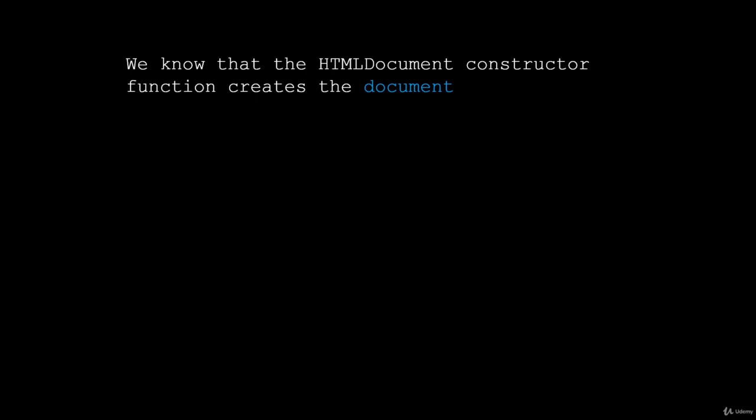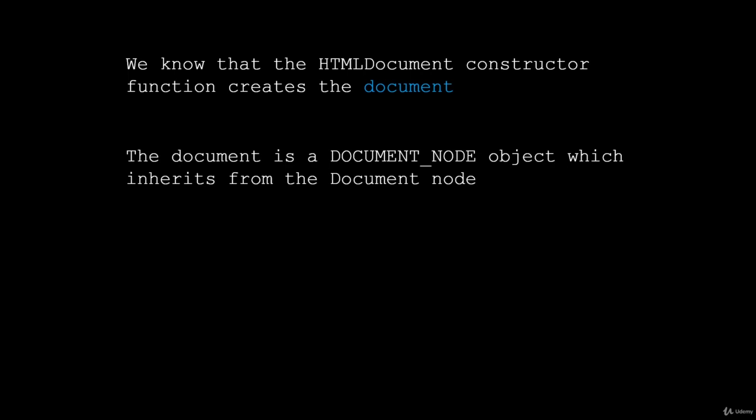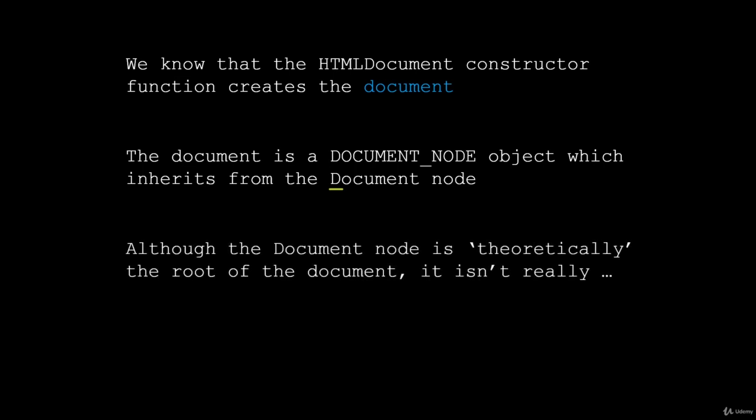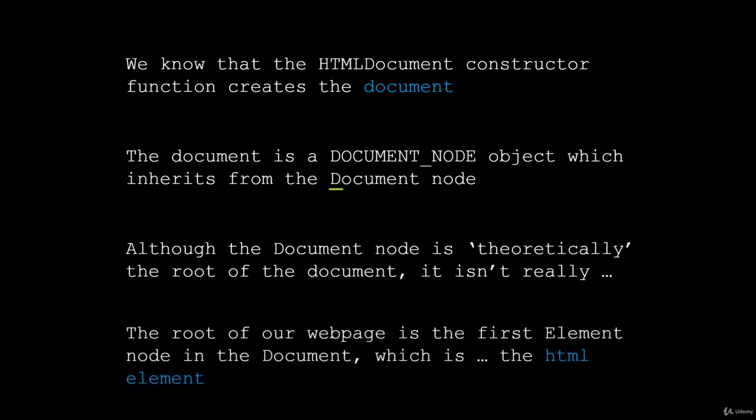Why is that relevant to us? Well, because the document is a document node object, we know it inherits from the document node. And yes, it's a capital D. It's not the same as our small d. This is the big D. And because it inherits from the document node, you could almost say that the document node is theoretically the root of the document. But it isn't really the root of the document in all practical purposes. Because the root of our web page is the first element node in the document, which is the HTML element.